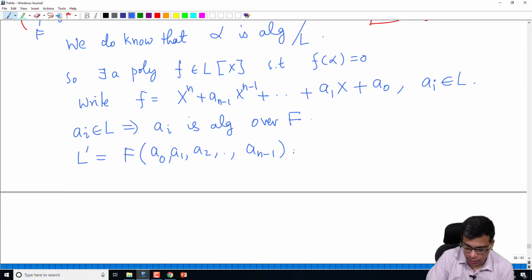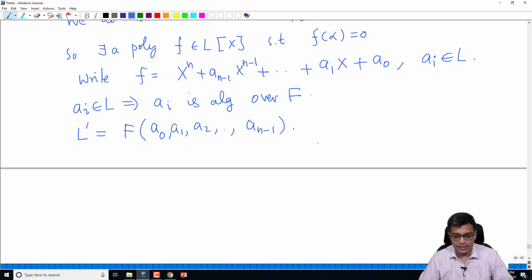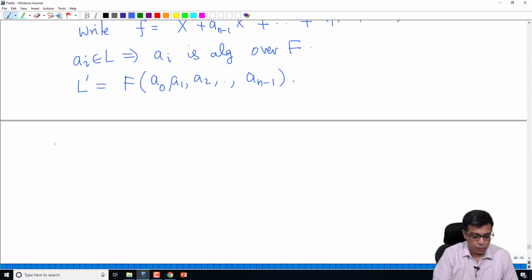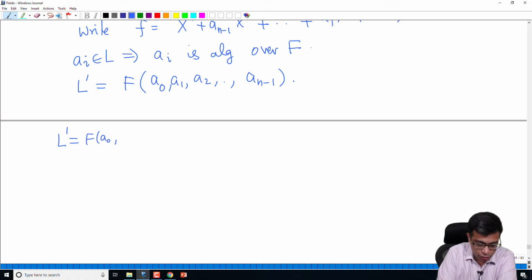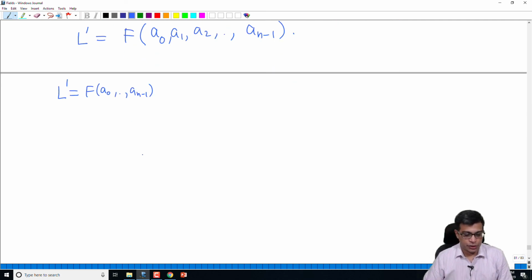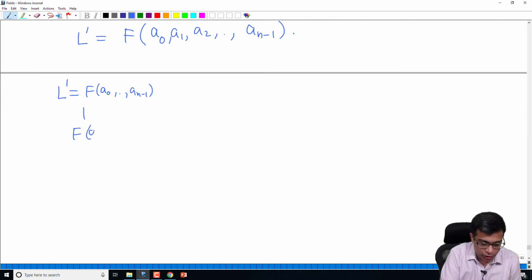I claim that this is algebraic over F. So what is L prime? L prime is F adjoined A0 through An minus 1. This we have done actually in one of the previous videos. But each of them is an algebraic element, so you can actually one by one attach these.